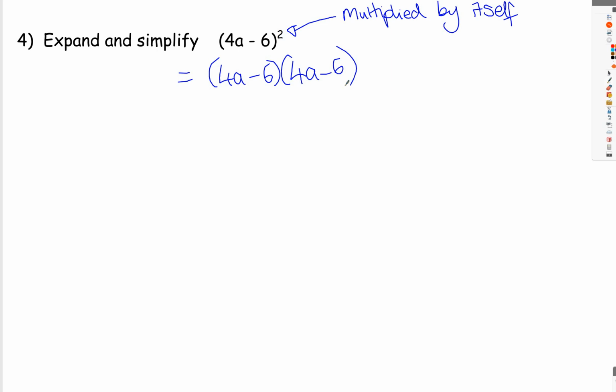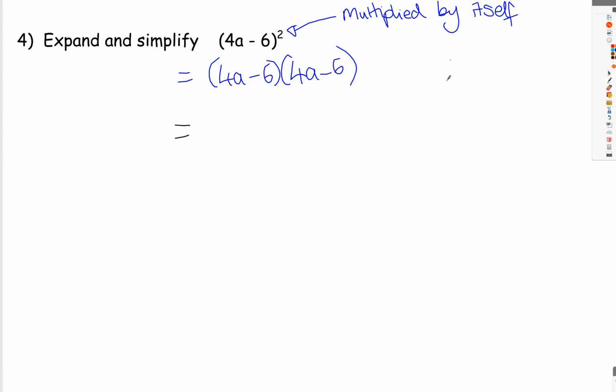Okay. A common error that people make is that they would just square, for example, the 4a to give you 16a squared, and then square the minus 6 to give you 36. Okay, but that is wrong. Do not do that, because remember that squared means multiplied by itself. So to answer this, we've got 4a minus 6 in one bracket being multiplied by 4a minus 6.